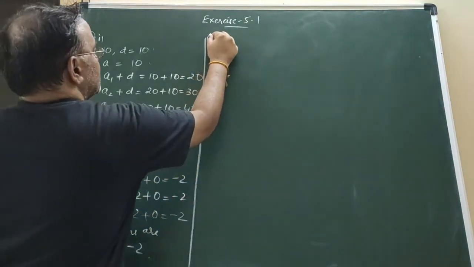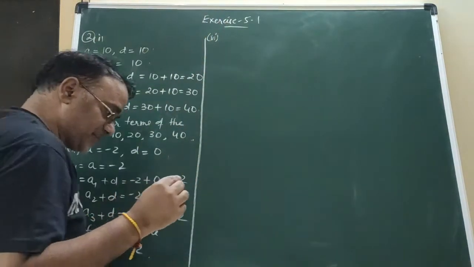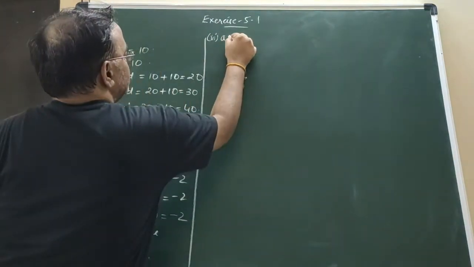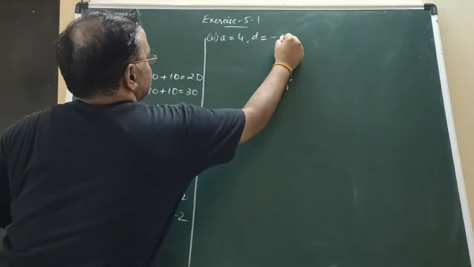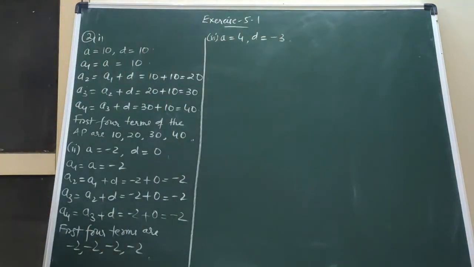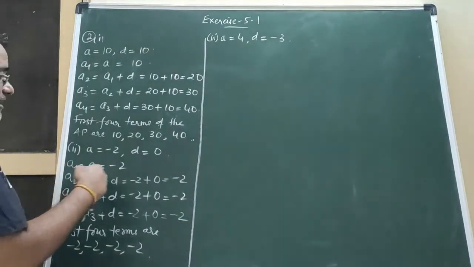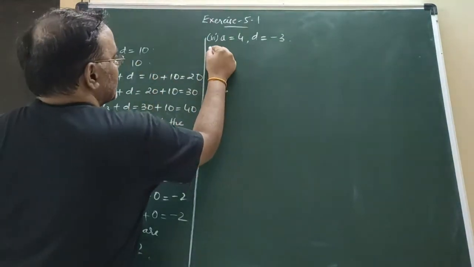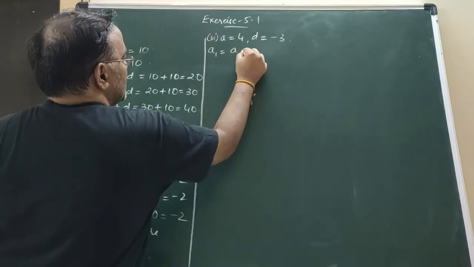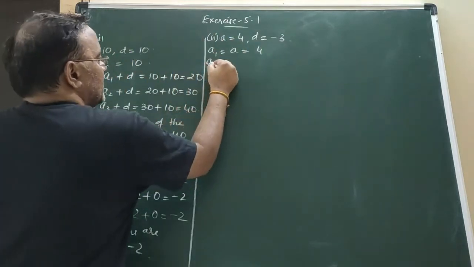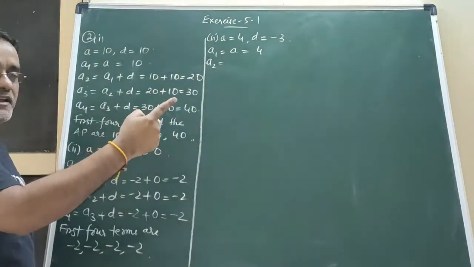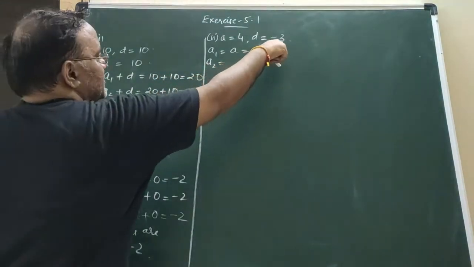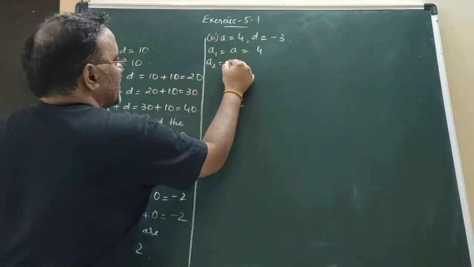Now we are moving towards the third bit. A is equals to 4 and D is equals to -3. ओके, सो यहाँ पे D नेगेटिव है. फर्स्ट क्वेश्चन में D पॉजिटिव था, सेकंड में 0 था, थर्ड में नेगेटिव आ गया. So A1 is equals to A itself. A2, each term is obtained by adding the fixed number, that is -3 to its preceding term. That you have to keep in your mind.